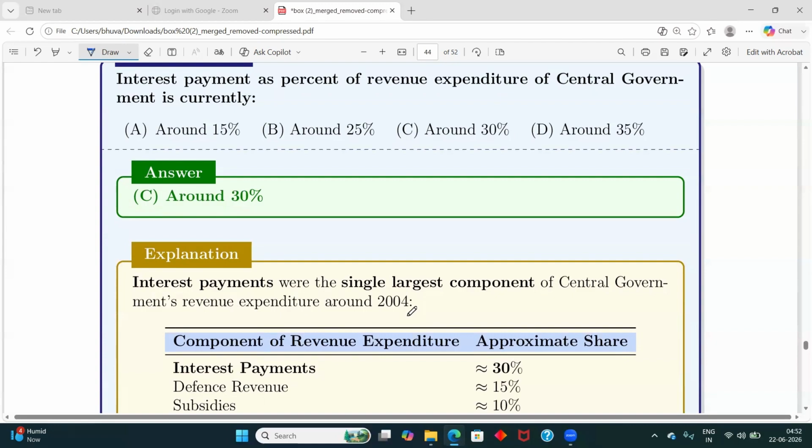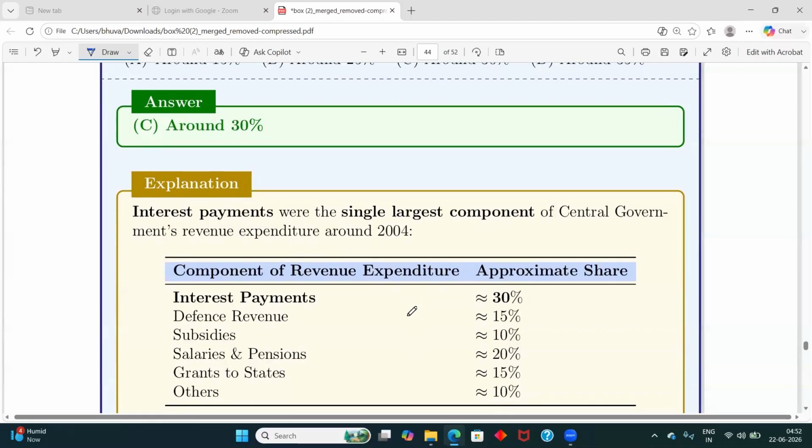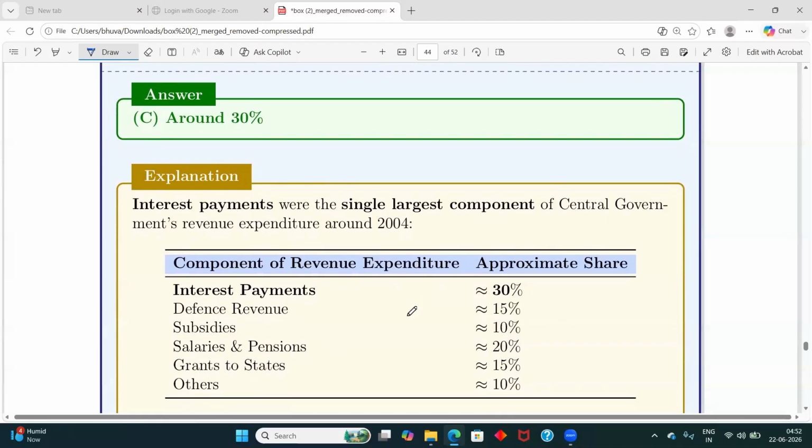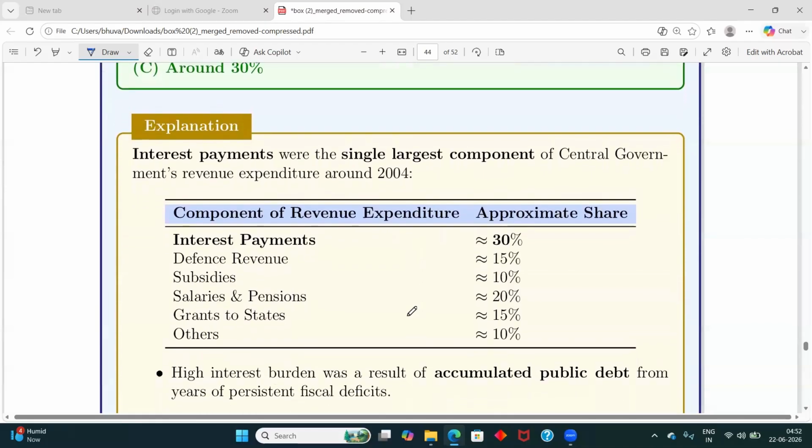Interest payment was the single largest component of central government revenue expenditure around 2004. Components of revenue expenditure and approximate shares: interest payment is 30%, though now it has reduced to around 16 to 17%. Defense 15%, subsidy 10%, salary and pension 20%, grant to states 50%, others 10%.